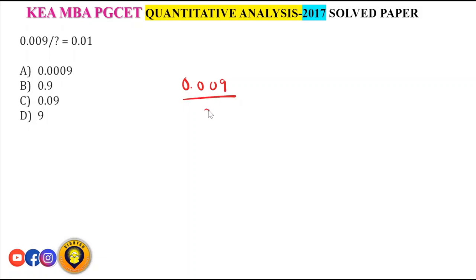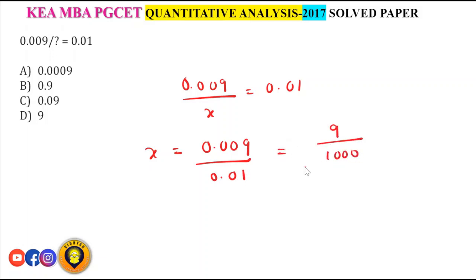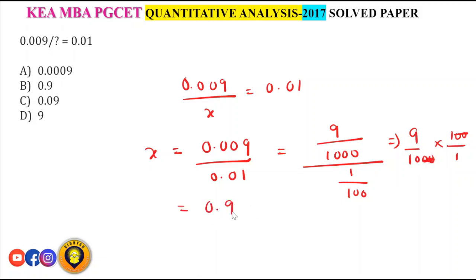0.009 divided by x is equal to 0.01. What is the value of x here? x is equal to 0.009 divided by 0.01. You can think of 0.009 as 9 upon 1000, divided by 0.01, which is 1 by 100. So 9 by 1000 into 100 upon 1. Two zeros get cancelled, 9 by 10 remains. 9 by 10 means 0.9. So 0.9 is the answer.